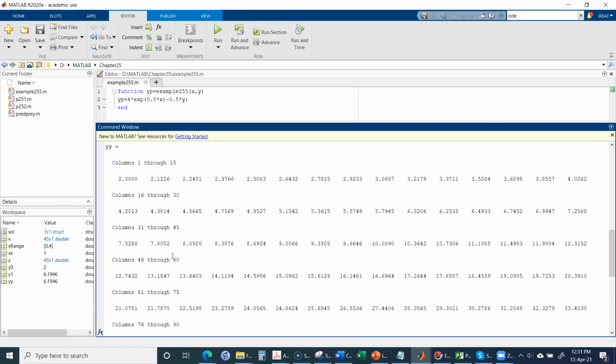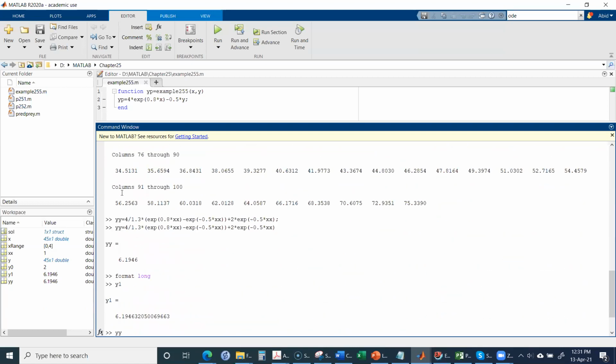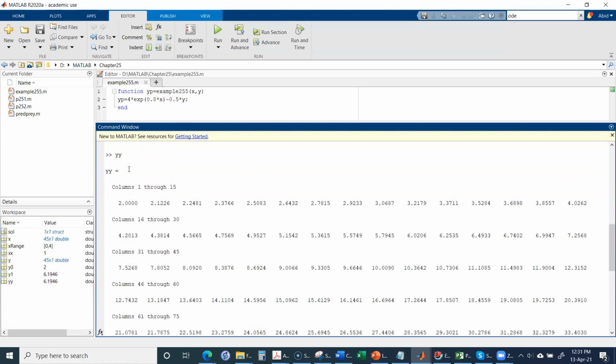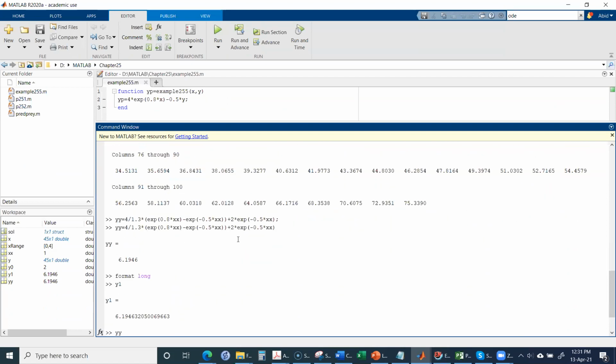Question: why did yy show us all the values from 2 to 4, to here? Because I made a mistake: I did not evaluate the new value of yy. I just displayed the old values of yy from the previous case. So that's why all the values were displayed by mistake.